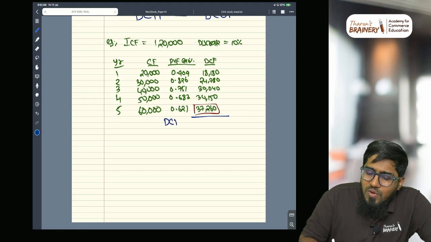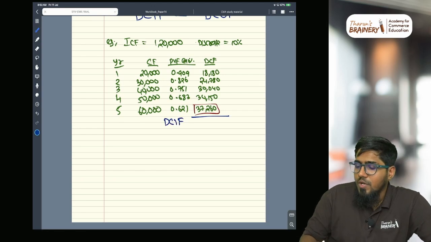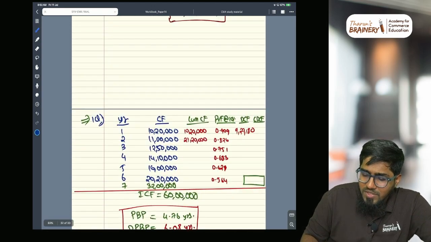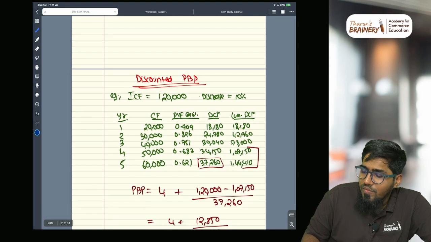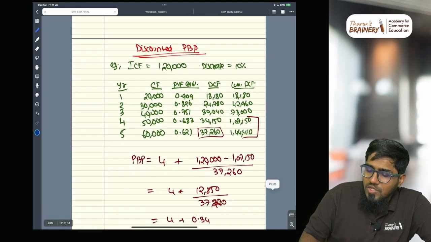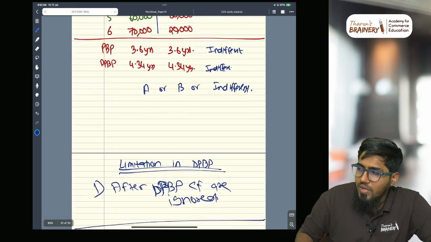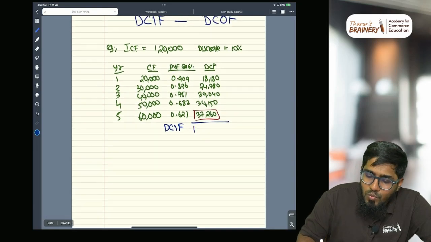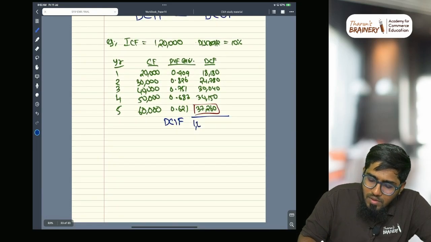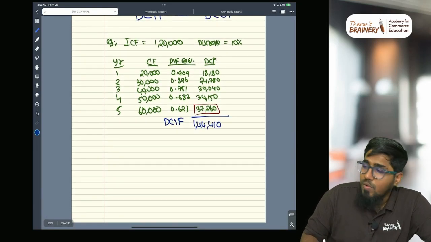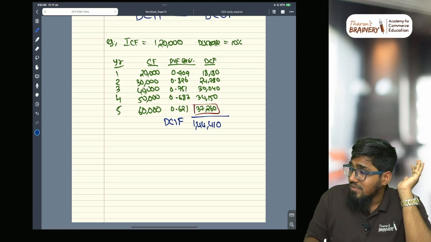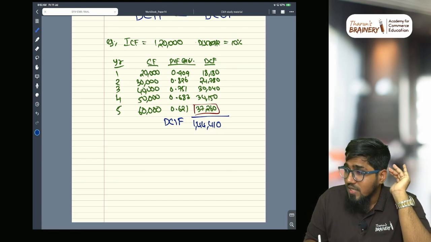So this is what is called the discounted cash inflow. What is the total of this? You know that it is 144,410. Actually the last one is nothing but the total of everything, right? 144,410. Now all the cash flows are considered. Correct, all the cash flows are considered.